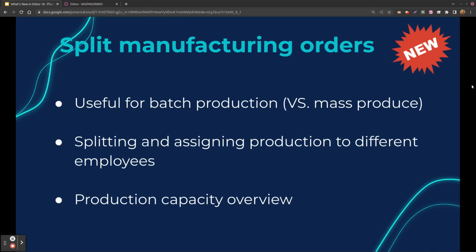to the splitting feature. And there is also something called production capacity overview that, when splitting, tells you what's the actual amount of components that you have in stock now. So how many units of your finished product you could produce with what you have right now, and facilitates therefore the splitting. So let's dig in our database.